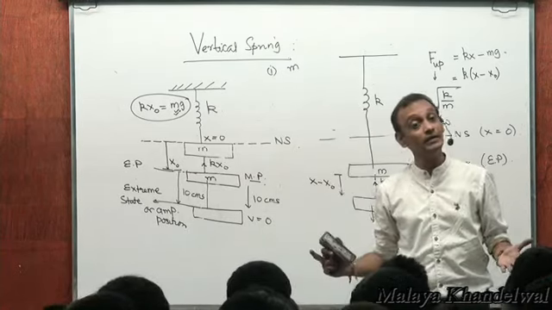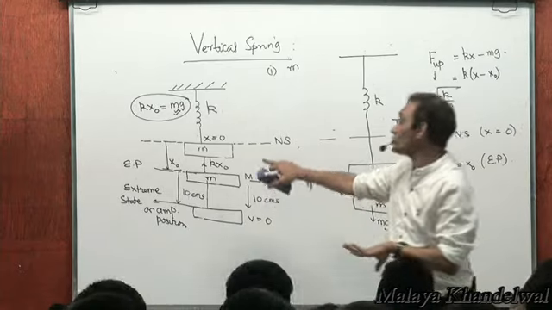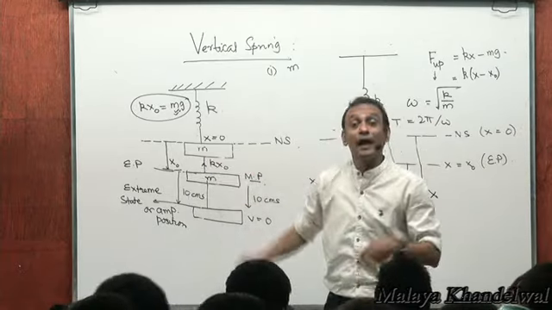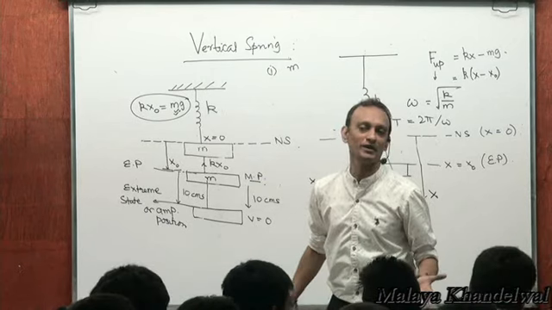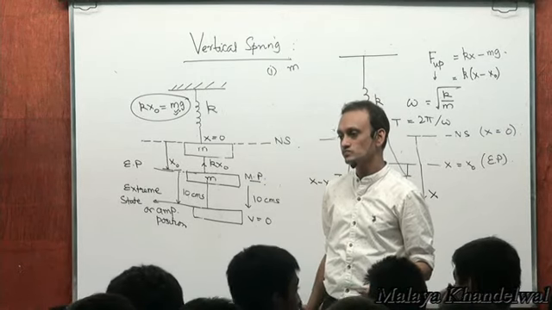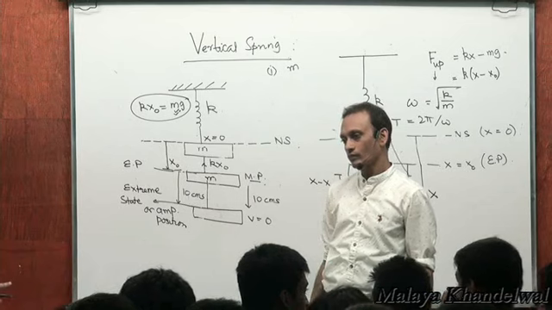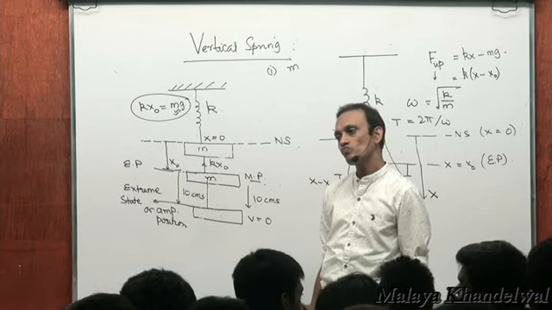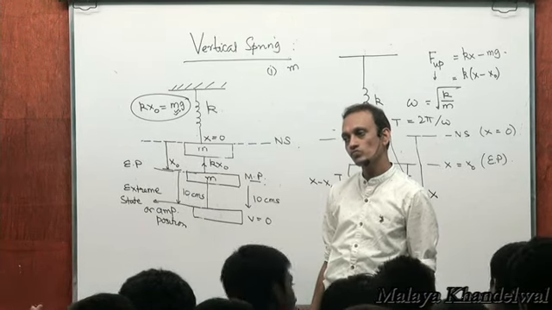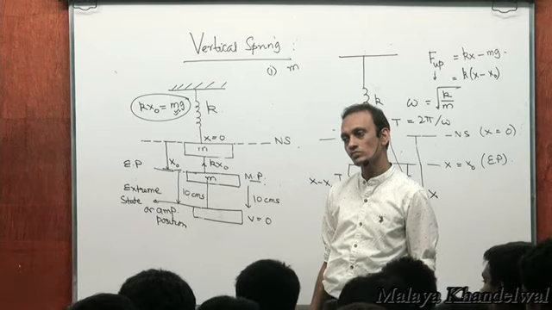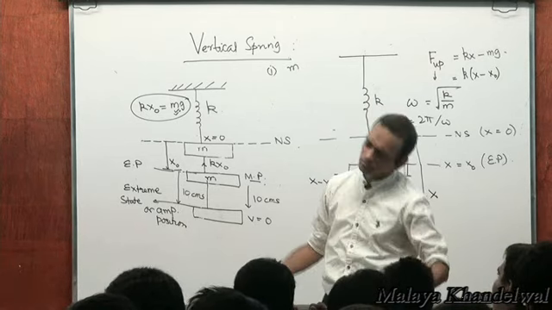Omega will be root k by m. Equilibrium position would be x naught equal to mg by k. Amplitude would depend on what we do to the particle. So, if you said it will come up with the velocity v naught at the equilibrium position, then when it comes back, if it is exhibiting SHM, it has to have v naught downwards. Yes, of course.